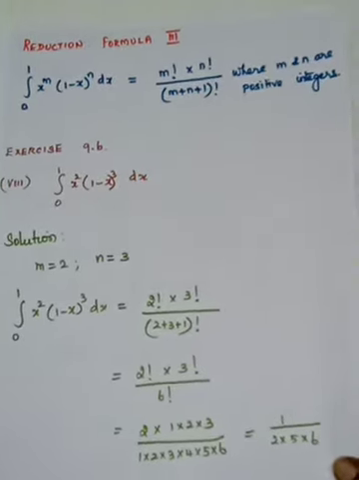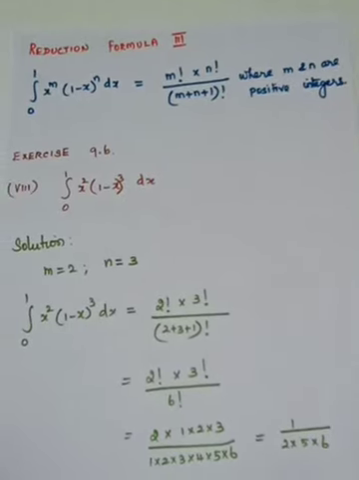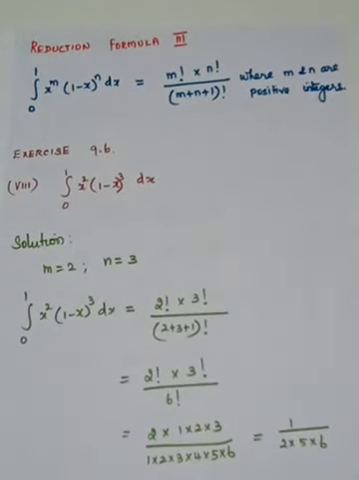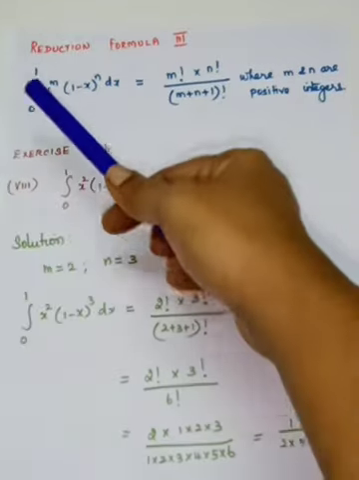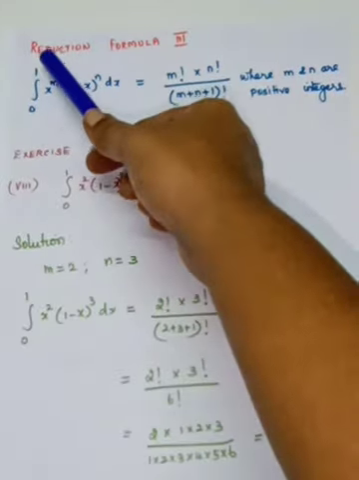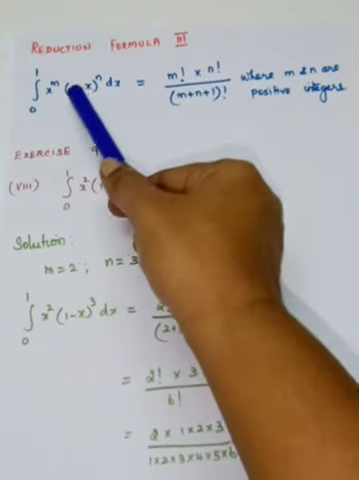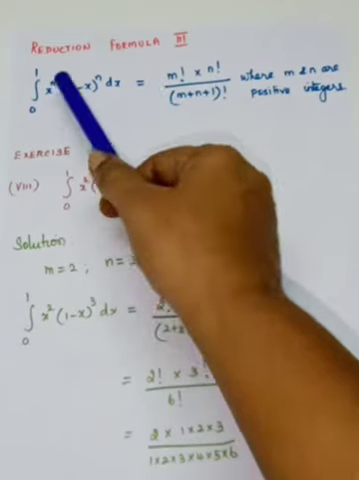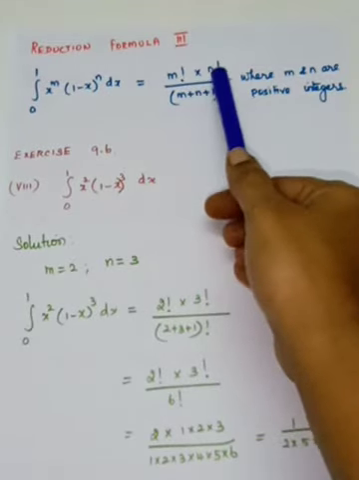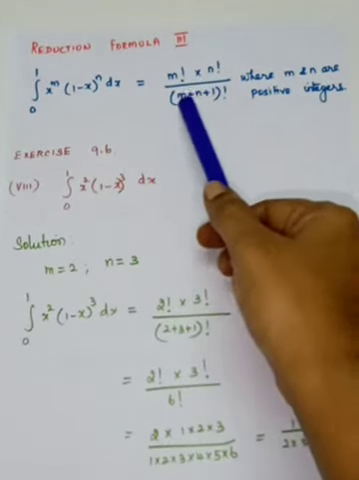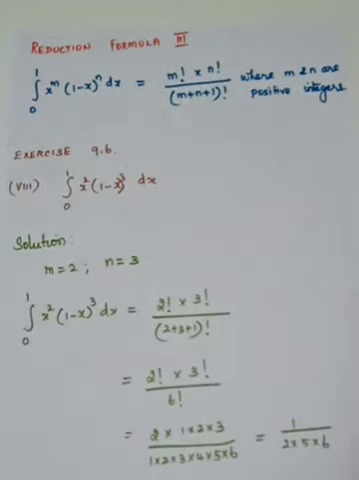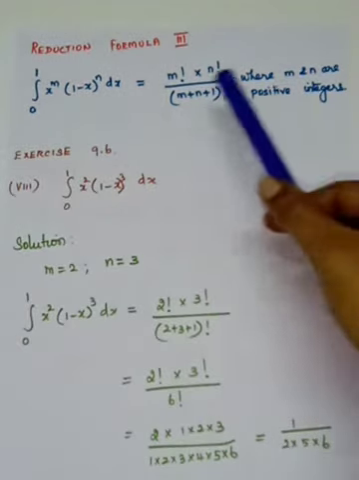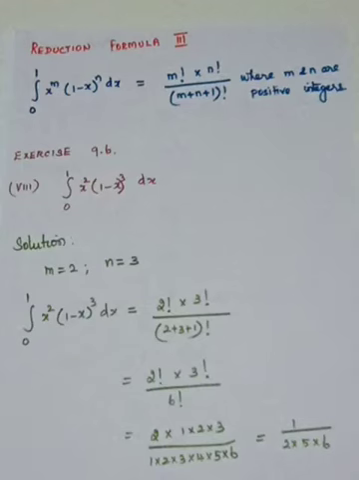You see that limit? Here you are having 0 to 1 x power m into 1 minus x power n into dx. So you have to get the limit as 0 to 1 x power m into 1 minus x the whole power n into dx. You have to write m factorial into n factorial divided by m plus n plus 1 factorial, where m and n are positive integers. We should not use it for negative integers, you have to use only for positive integers.